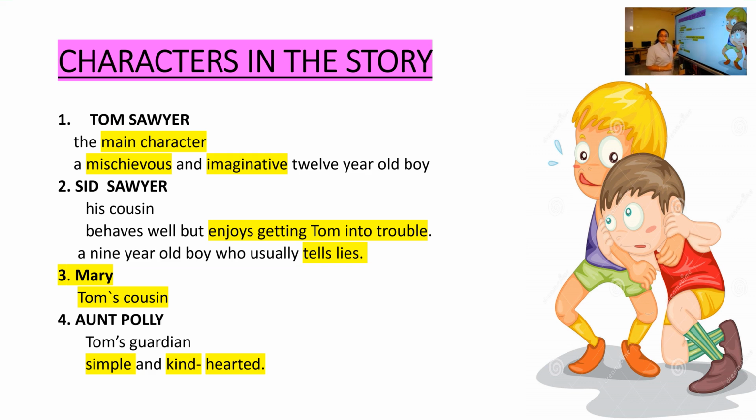Okay? Then you have Mary, the new character whom you are going to see in this part of the lesson. And Mary is Tom's another cousin. Then you have the character whom we have already seen from the first portion onwards. That is Aunt Polly. She is Tom's guardian. And she is a very simple and a very kind-hearted lady. So, these are the characters whom we are going to witness today. Tom Sawyer, Sid Sawyer, Mary and Aunt Polly.